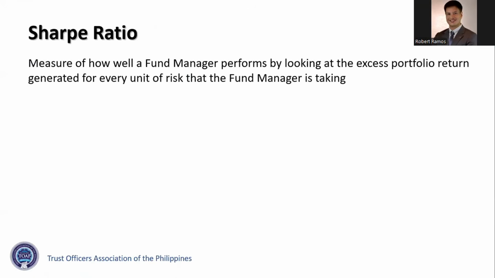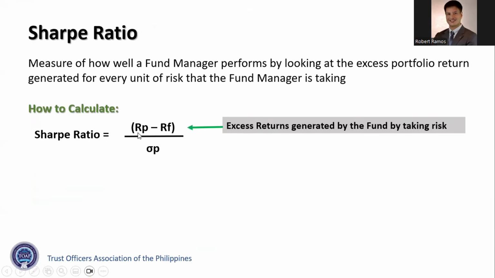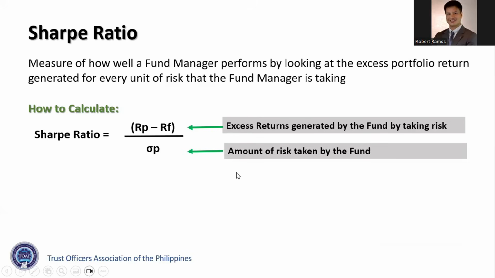So how do you use the Sharpe ratio? To define it, effectively, you are measuring how well a fund manager performs by looking at the excess return generated for every unit of risk that the fund manager is taking. How do you calculate it? This is the return of the portfolio less the risk-free rate divided by the standard deviation of the portfolio. So the numerator is the excess returns generated by the fund taking risk, and the denominator is the amount of risk taken by the fund.